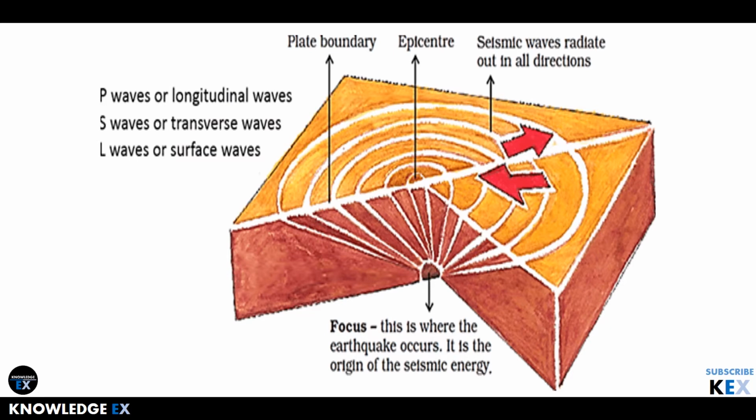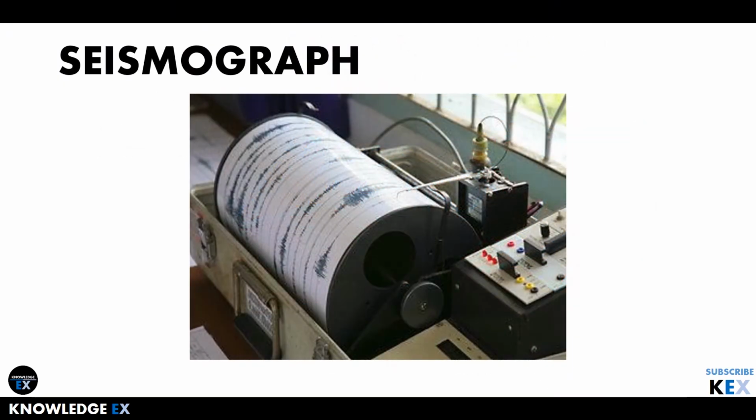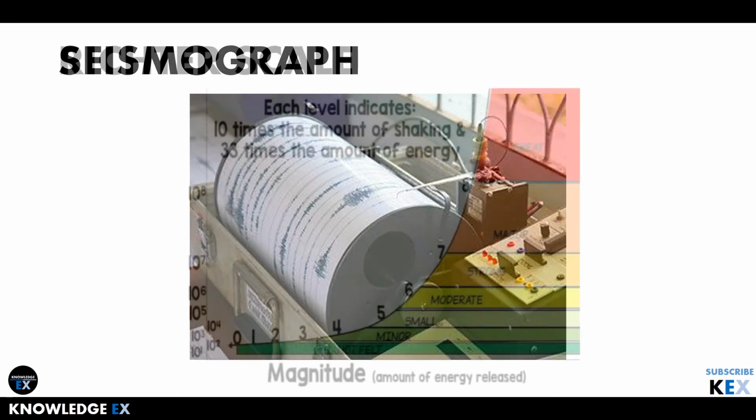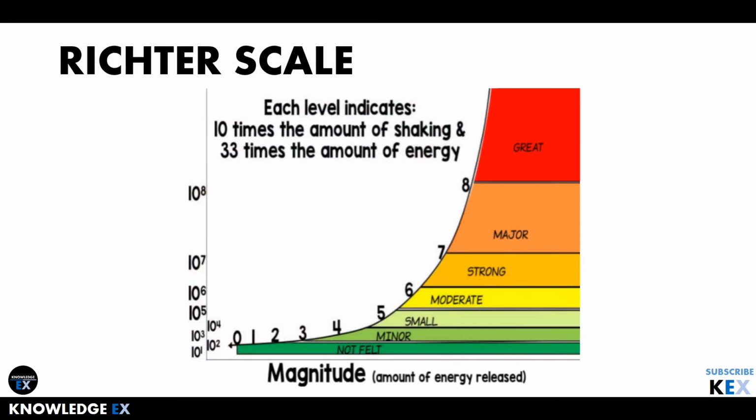You can see the waves are also given: P waves, S waves, and L waves, in which L waves are the highly destructive waves which cause huge loss to life and property. You can see this is the instrument which is used to record the earthquake vibrations, and this instrument is known as the seismograph. This is the Richter scale over which we calculate the magnitude of the earthquake, from 0 to 8.